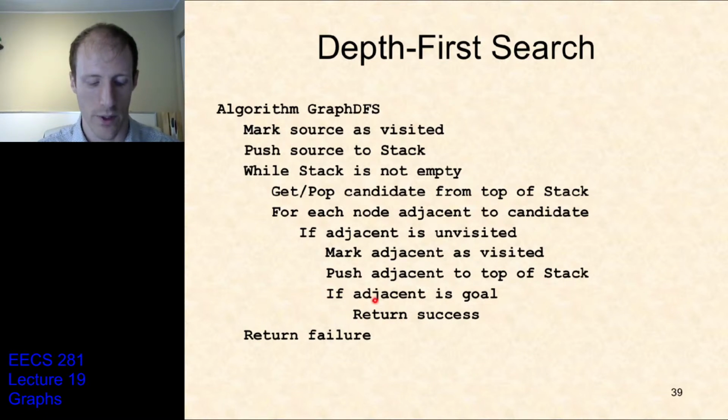So we're doing this sort of early success checking, right? We're not waiting for the goal to come back out of the stack. We check when it goes in. We check if it's the goal when we put it into the stack. And that's just going to make this algorithm run faster so that we don't have the goal sitting in the stack for a while as we search the rest of the graph.